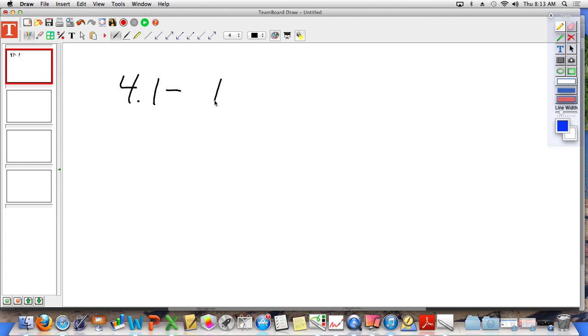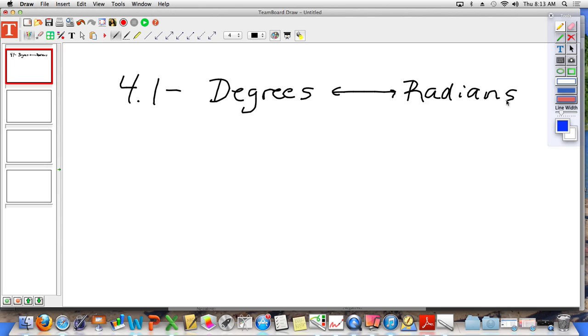And we're going to talk about degrees to radians. What I'm going to do is show you how to flip back and forth. How do you change something that is a degree to a radian, and how do you change it from a radian to a degree?